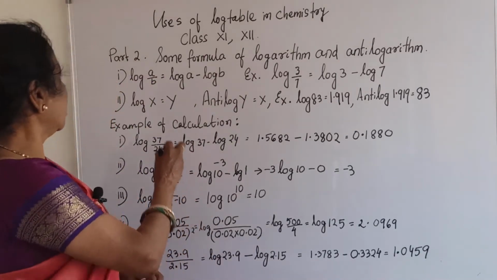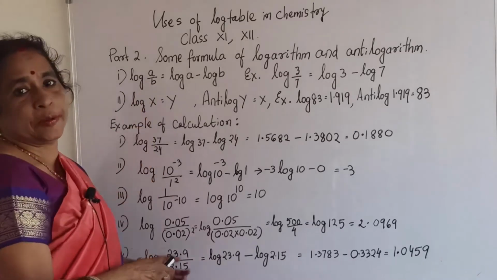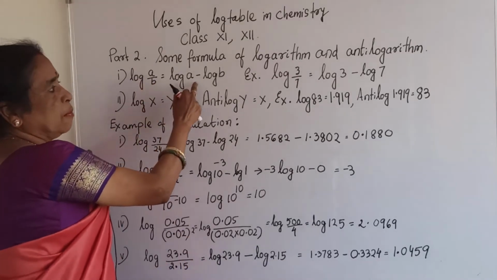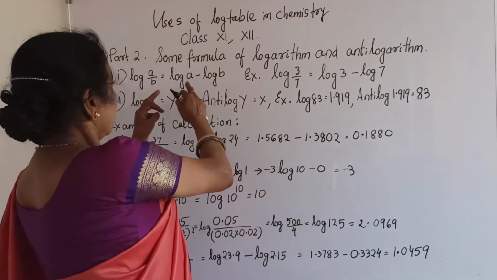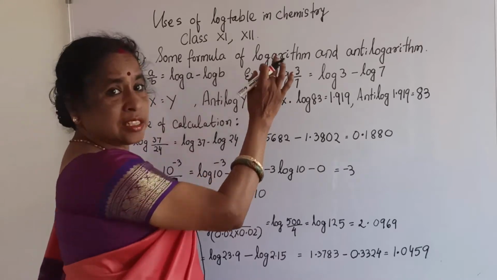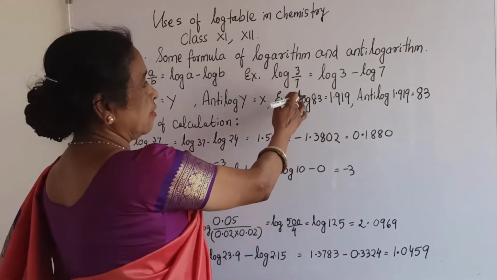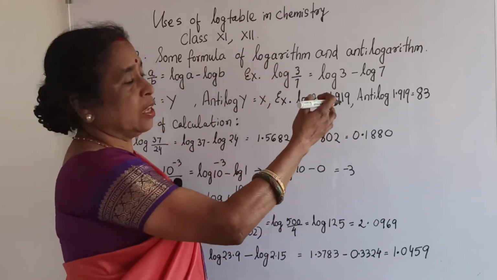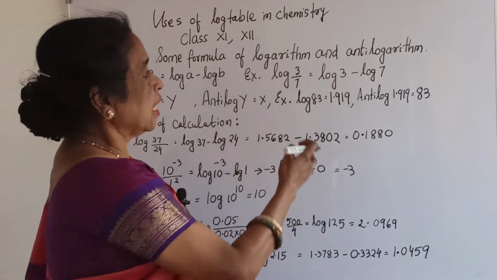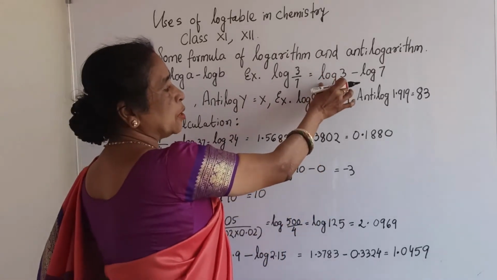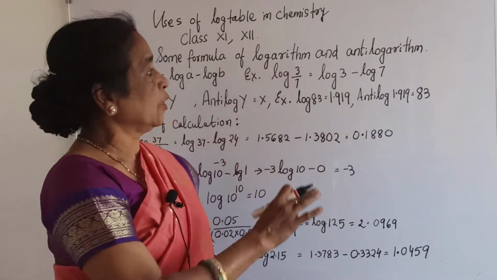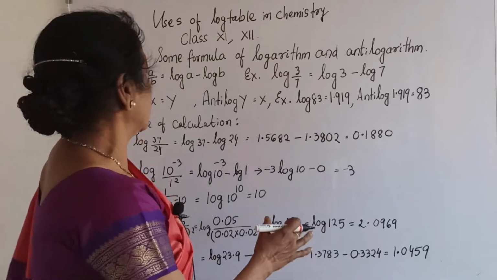The formula log A by B. What is log A by B? Log A minus log B. Log A minus log B. Example, let us take log 3 by 7. So what is the value? Log 3 minus log 7. Then we have to calculate individual log 3 and log 7, then you will make a minus.